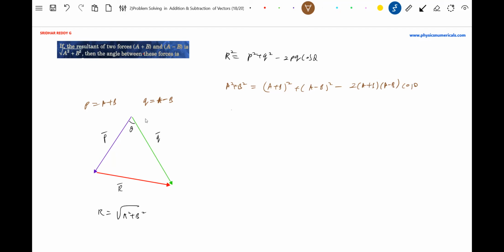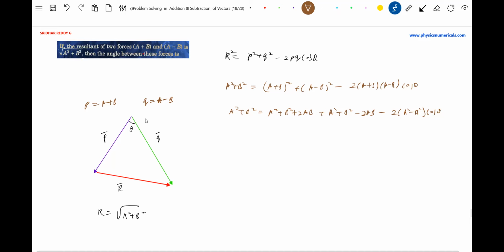That's the thing. That's the expansion of this. A plus B whole square is A square plus B square plus 2AB. A square plus B square minus 2AB. 2 times A square minus B square cos theta. The 2AB cancels, plus 2AB minus 2AB. So what will be left over now? On this side, this A square also will get eliminated. This B square. So what will be left over?